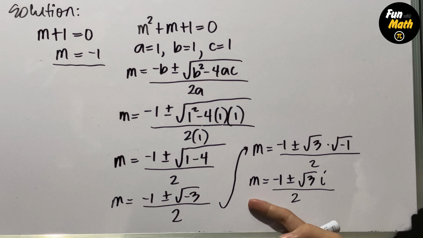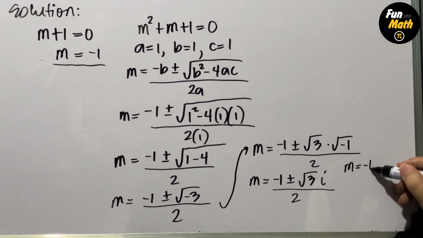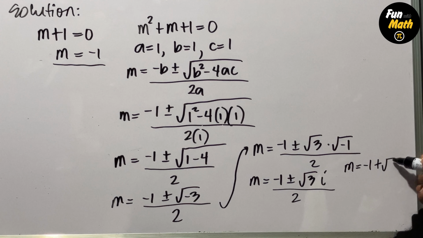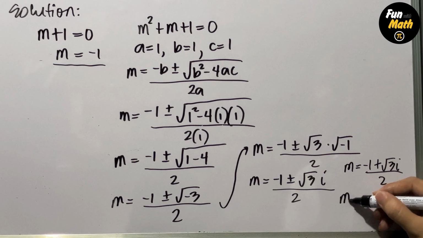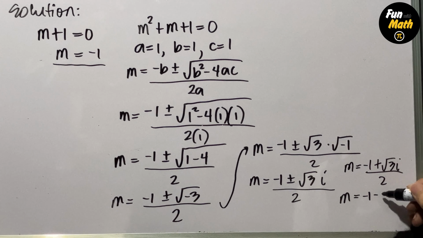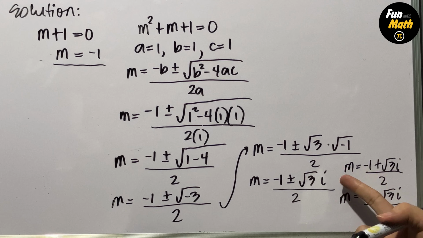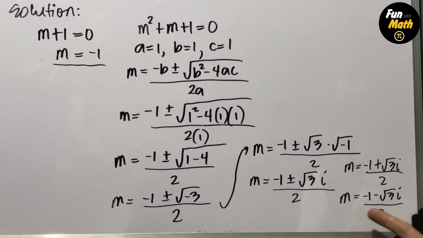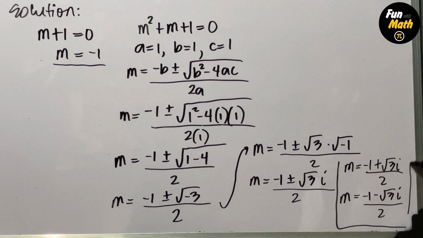And for this, we can have two values of m. m is equal to negative 1 plus square root of 3i all over 2. The other one is m is equal to negative 1 minus square root of 3i all over 2. So this is the second value of m and the third value of m. So overall, as of now, we have three values of m.